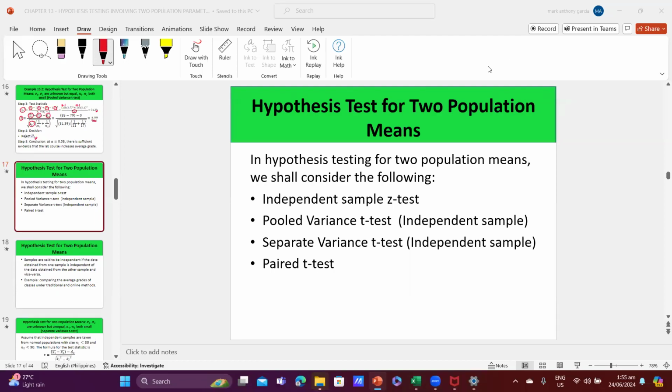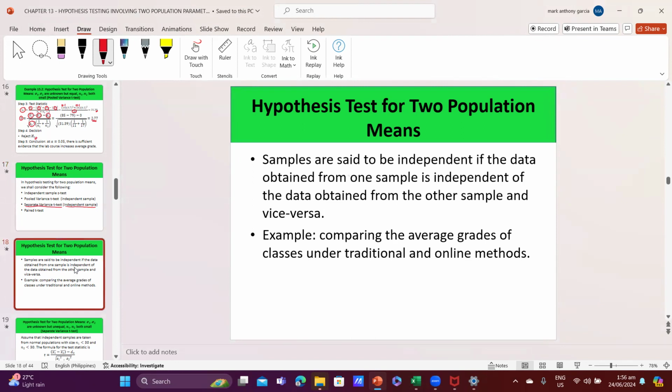Hello everyone. In this video, we continue our discussion of the succeeding cases for the hypothesis test for the two population means. So for this case, we will discuss the third case, which involves independent samples using the separate variance t-test. So again, to recall, samples are said to be independent of each other if the data obtained from one sample is independent of the data obtained from the other sample and vice versa.